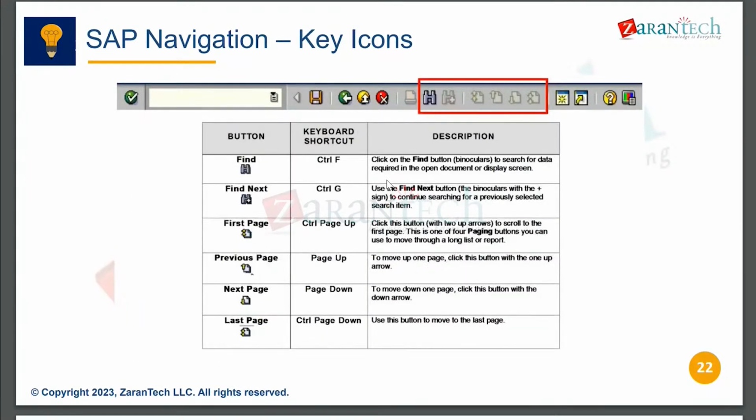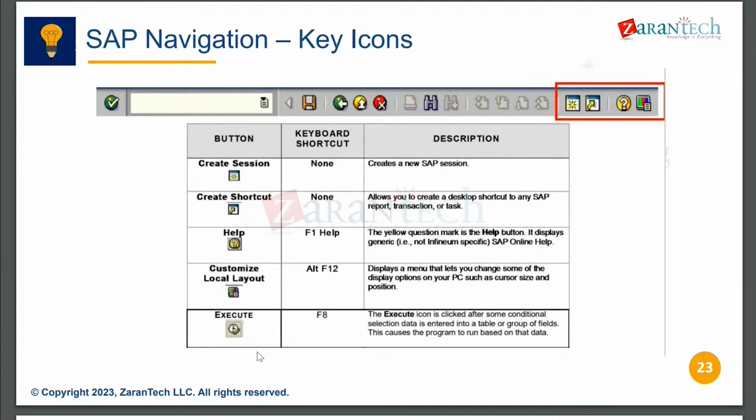Okay, if you want to find something, instead of manually searching, click on the find button, you can enter, then SAP can directly take you to that. And whenever you have a print, if you want to see the first page, previous page, next page, to navigate the multiple pages, these are the buttons you have. Okay, and these create session, create shortcut. If you want to have any help, or you want to customize your layout, and this is the execute button for the reports.